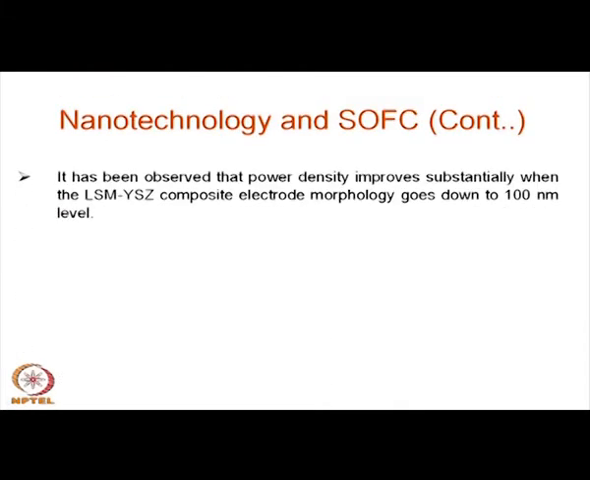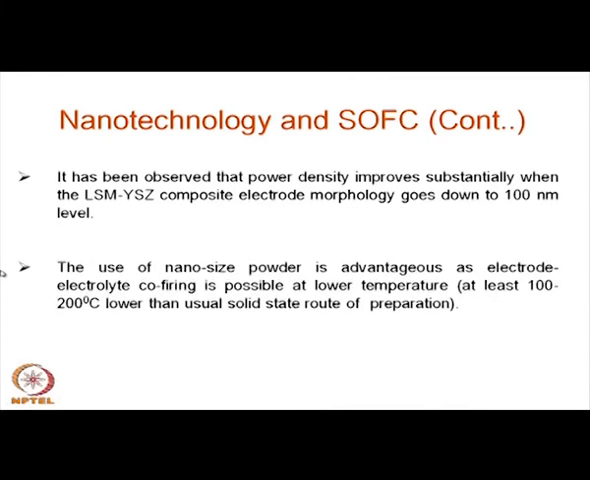Another 2 points, it has been observed that power density improves substantially when the LSM and YSZ composite electrode morphology goes down to about 100 nanometer level. Okay. So, by reducing the morphology to 100 nanometer level, the power density can also be improved. And finally, the use of nano size powders is advantageous as electrode electrolyte co-firing is possible at a lower temperature, at least 100 to 200 degrees lower than the usual solid state route of preparation.